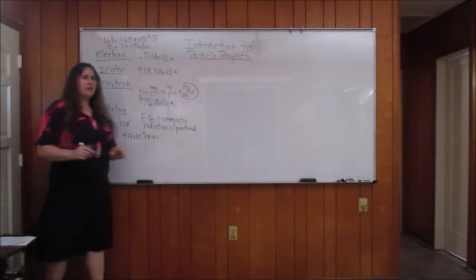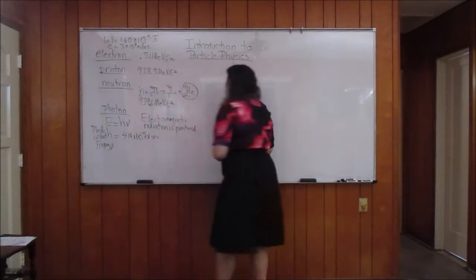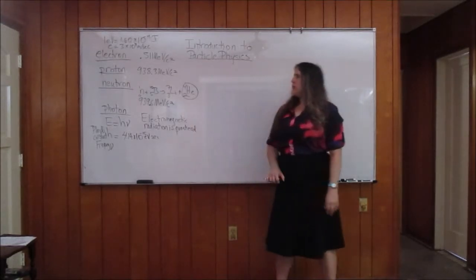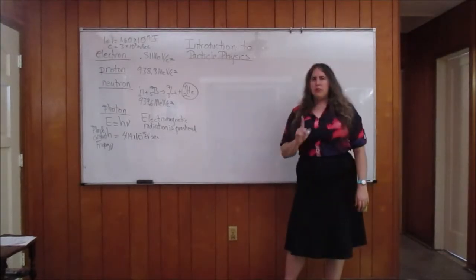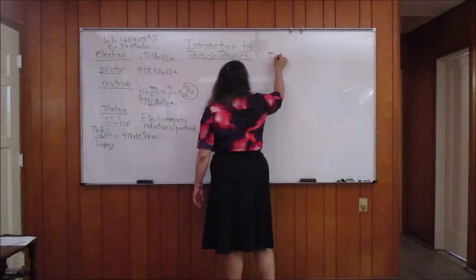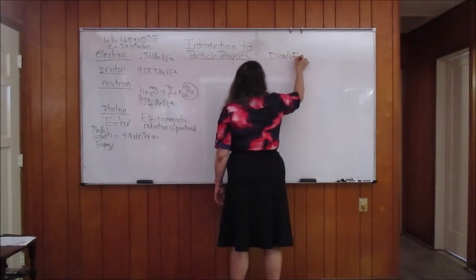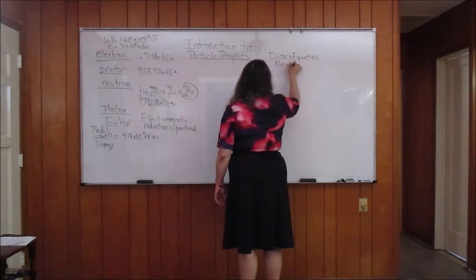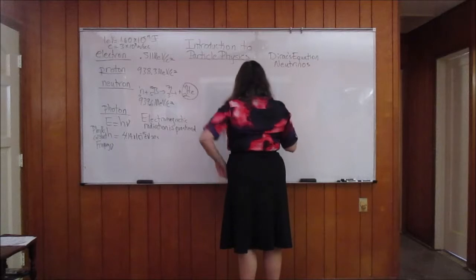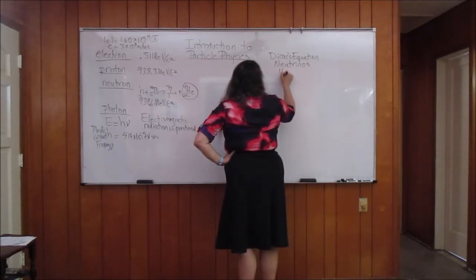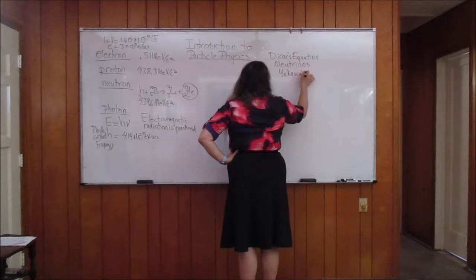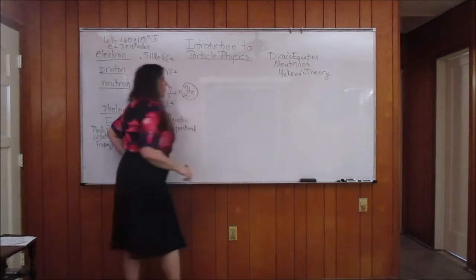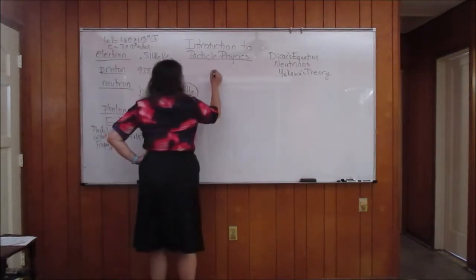Now there were three big discoveries that occurred that really set the stage for what we now know as particle physics. At this time, with just these particles, you really couldn't say that you had a field. But there were three big things, and that was Dirac's equation, neutrinos, and Yukawa's theory. So we'll begin with Dirac's equation.